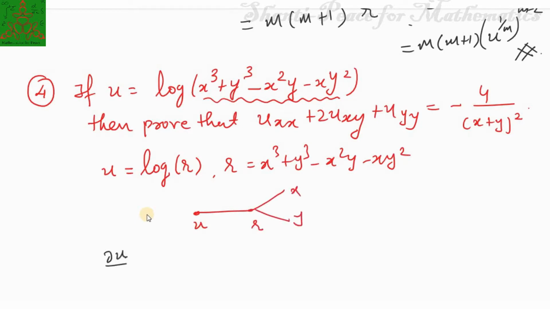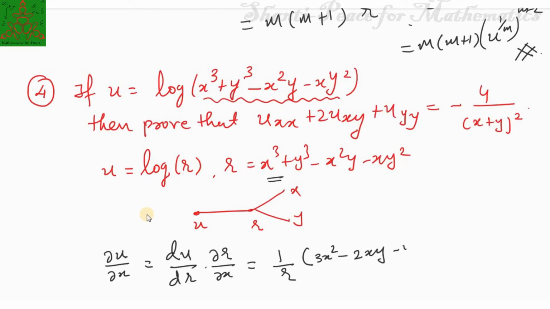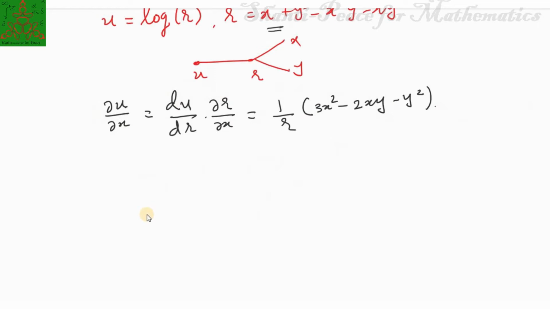So here the situation is this: u is a function of r and r is a function of two variables x and y. So we can have the derivative of u with respect to x is du by dr into del r by del x. du by dr is 1 upon r. Del r by del x we can compute from this, it is 3x squared minus 2xy minus y squared. We need to calculate what is u_xx. So u_xx is nothing but the partial derivative of this with respect to x a second time.